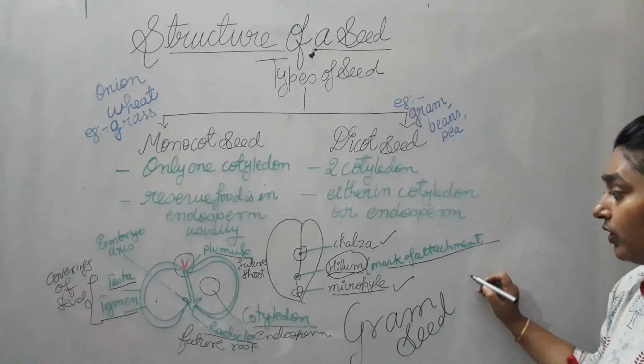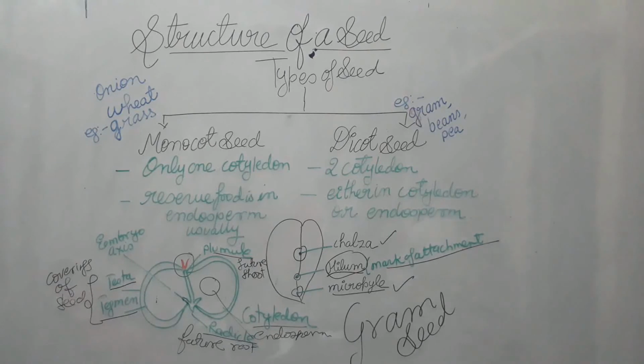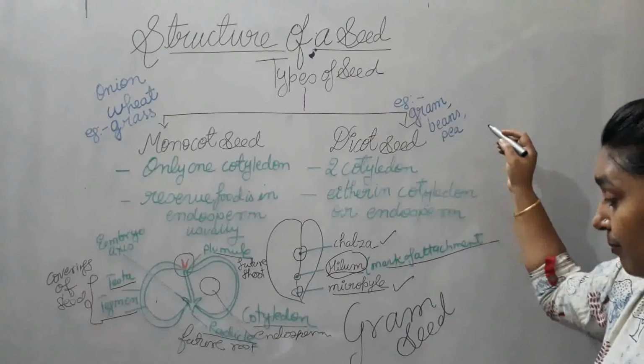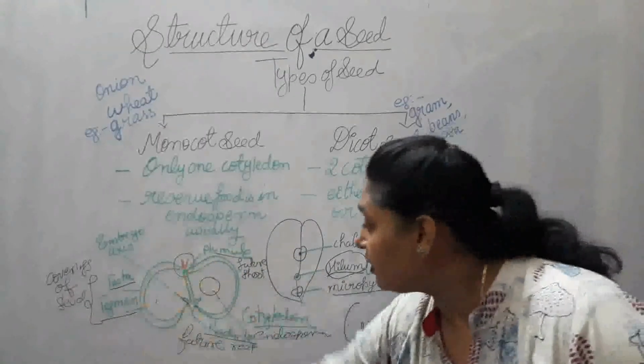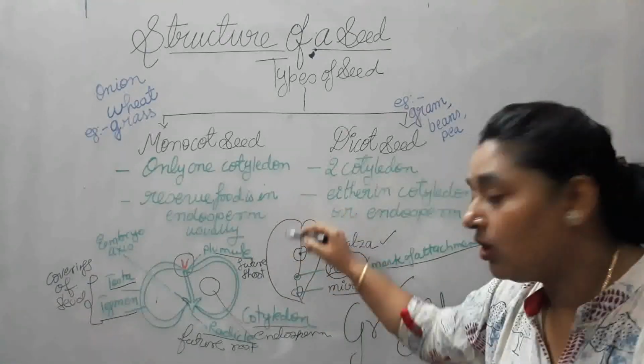Alright. So now I hope that you have understood the structure of seed and its different types, the monocot and dicot difference with examples, and the structure of a gram seed when opened and its complete closed structure.